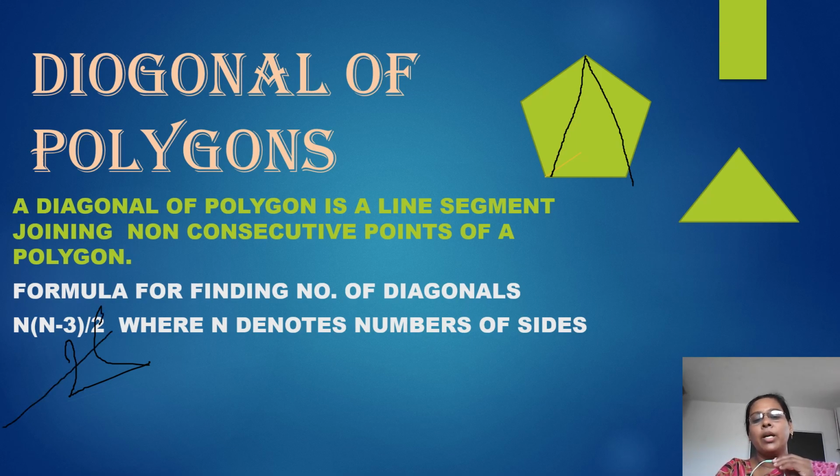Now what is remaining? Only this n is remaining, and the value of this n is 5. So the number of diagonals for this figure is 5. 5 diagonals are present here.